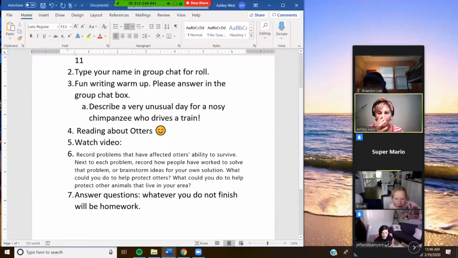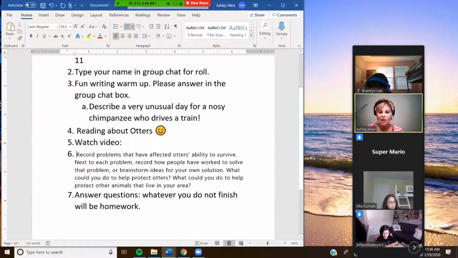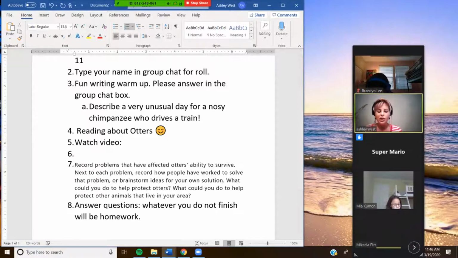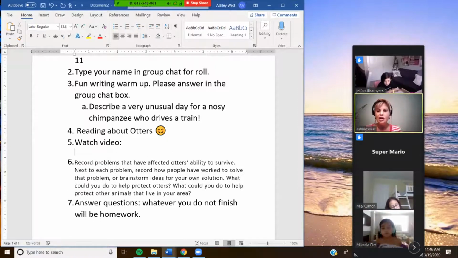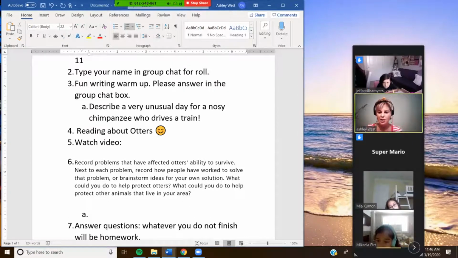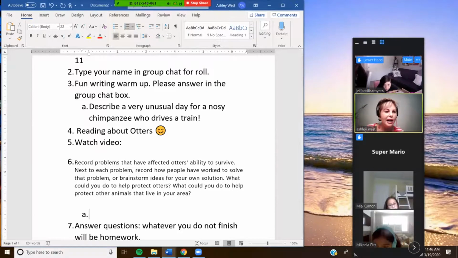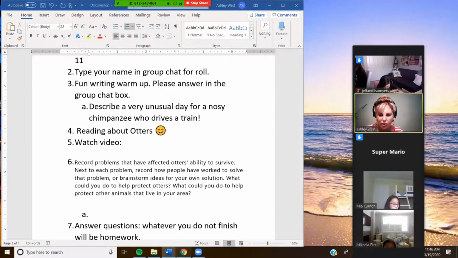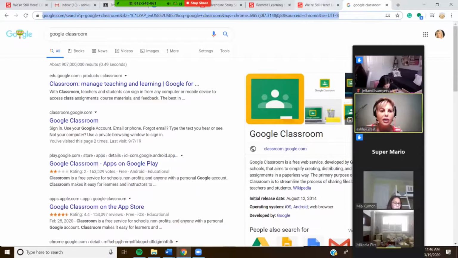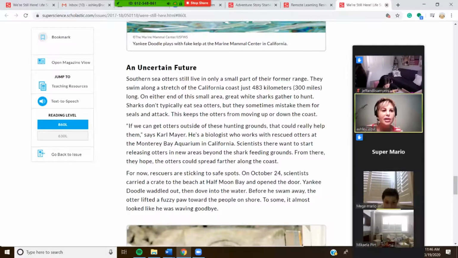I'm going to go ahead and get us started on recording problems that have affected otters' ability to survive. We're going to start that together as a class so that you guys will have less homework to do later, okay? So I'm going to pull up our little article again about our cute little otters.